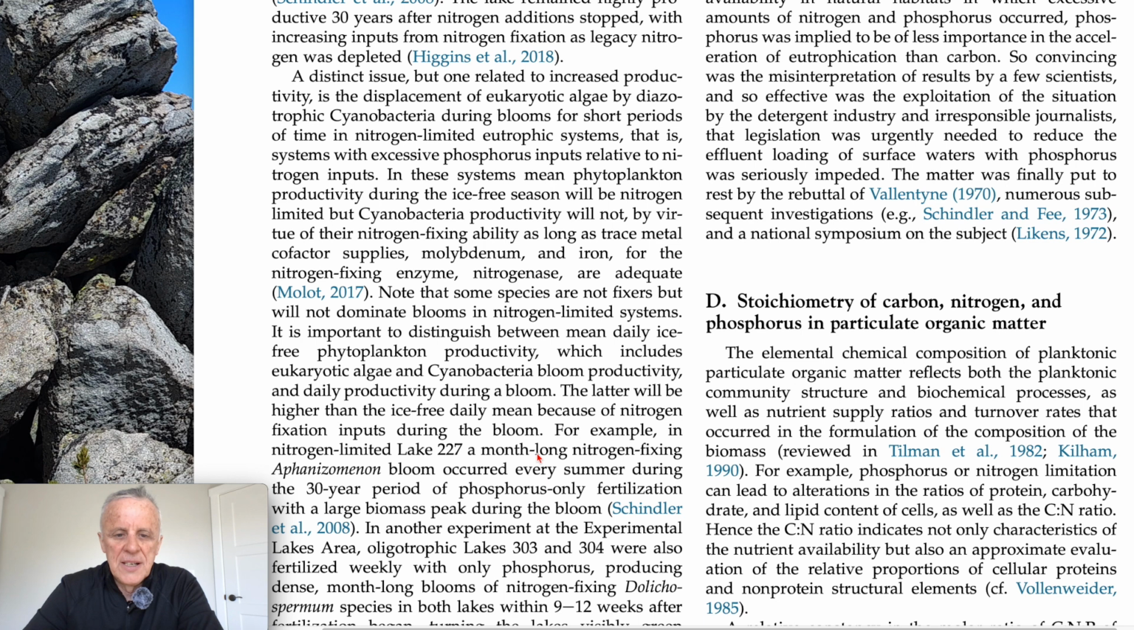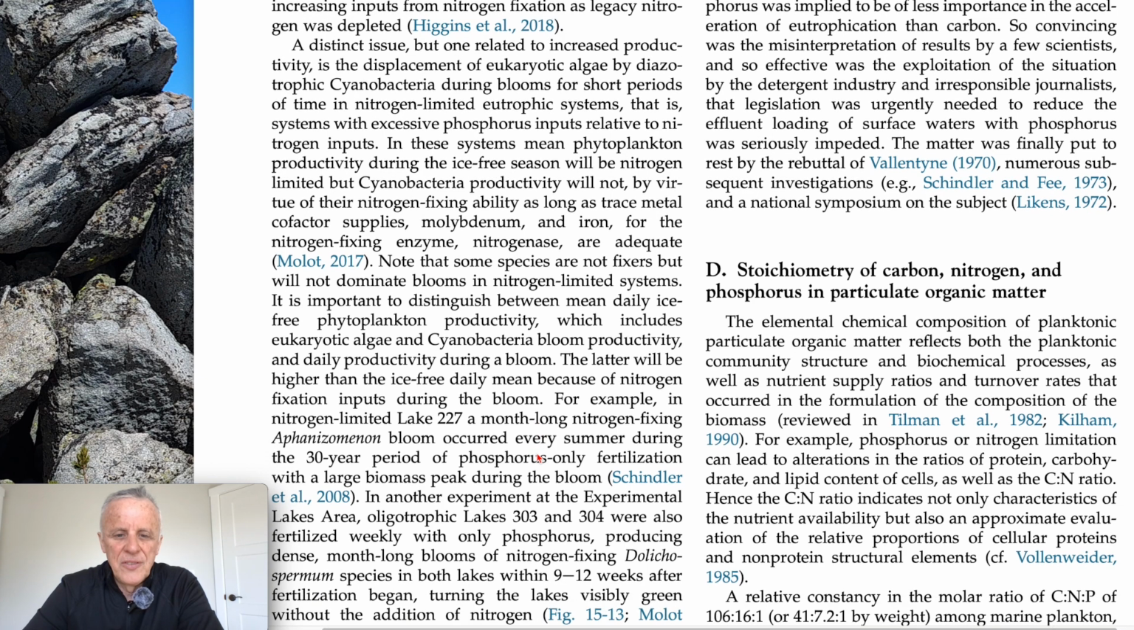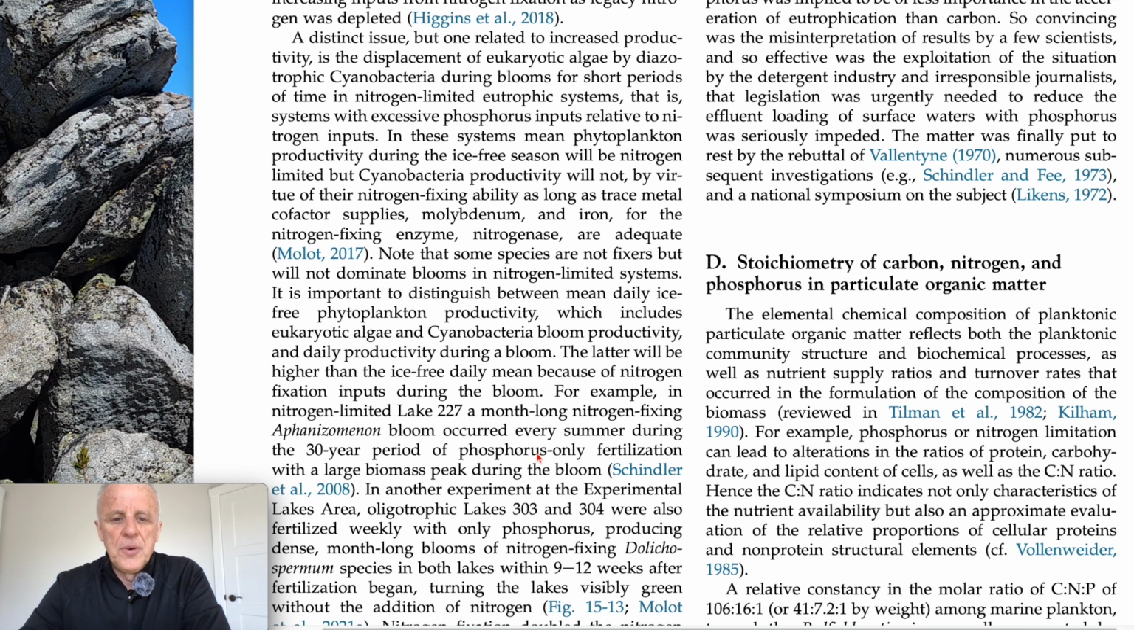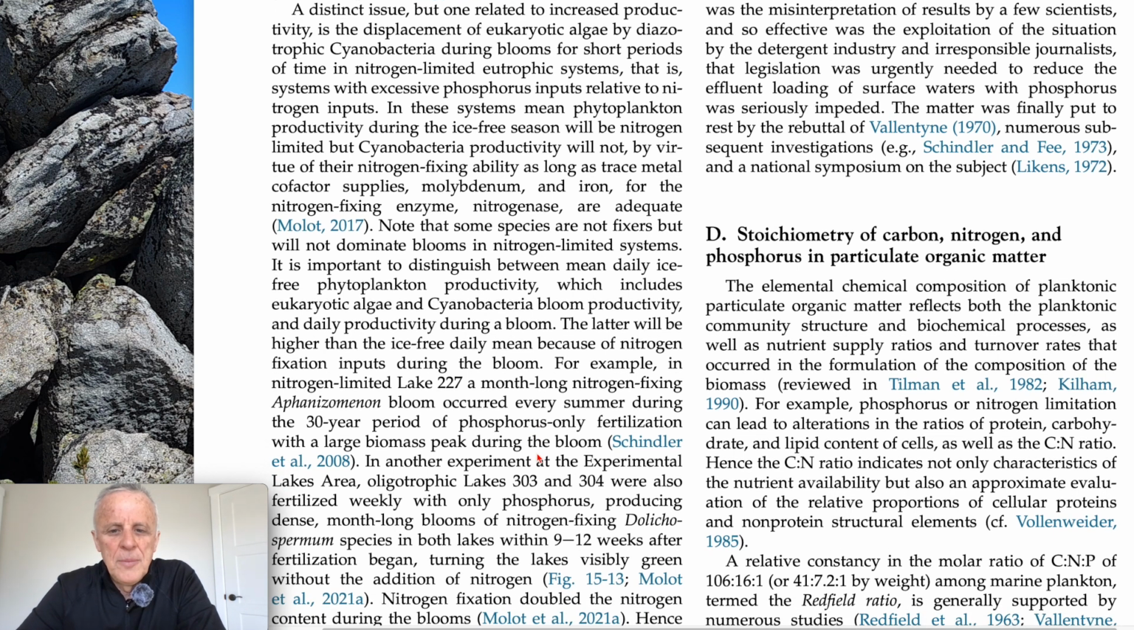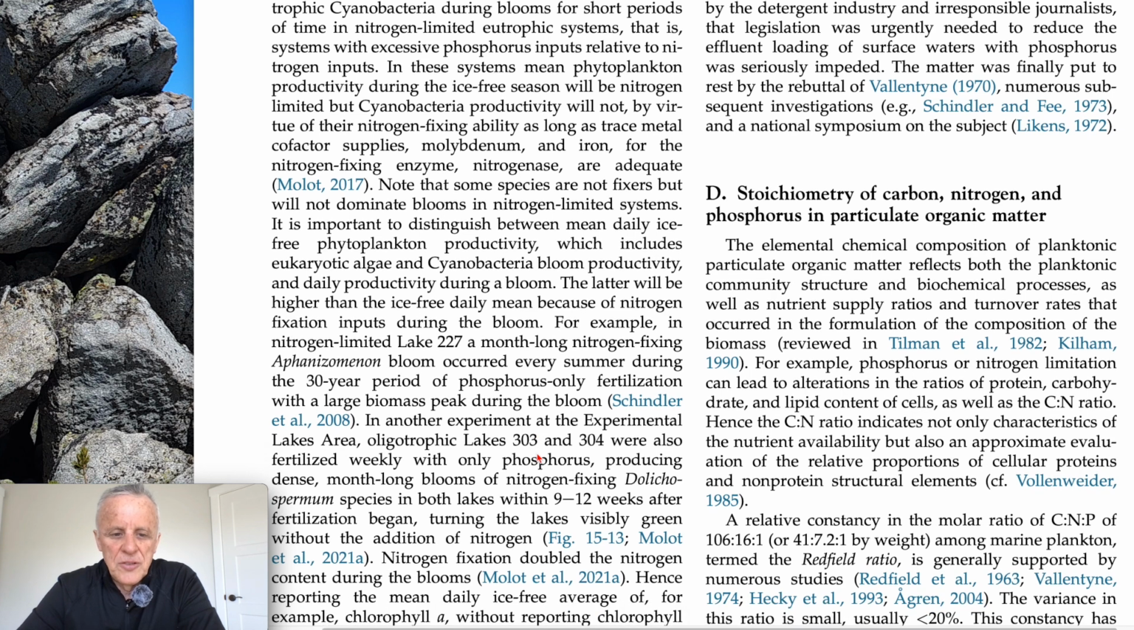diazotrophic cyanobacteria during blooms for short periods of time in nitrogen-limited eutrophic systems, that is, systems with excessive phosphorus inputs relative to nitrogen inputs. In this system, mean phytoplankton productivity during the ice-free season will be nitrogen limited, but cyanobacteria productivity will not, by virtue of their nitrogen-fixing ability, as long as trace metal cofactors supply molybdenum and iron for the nitrogen-fixing enzyme nitrogenase are adequate. Note that some species are not fixers but will not dominate blooms in nitrogen-limited systems.